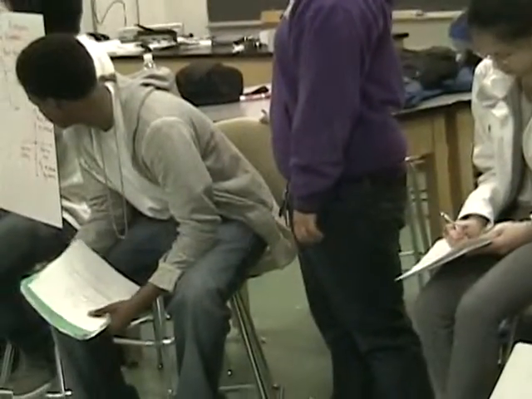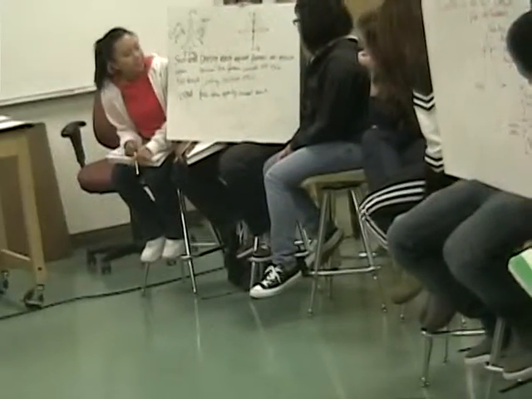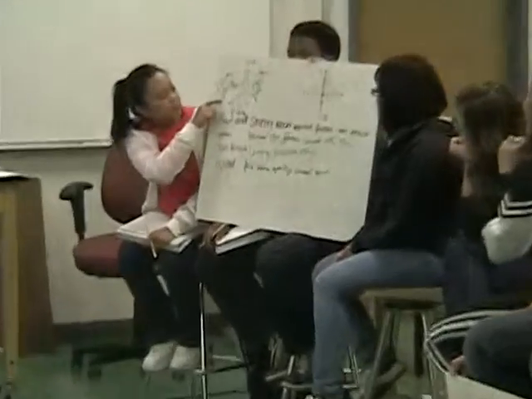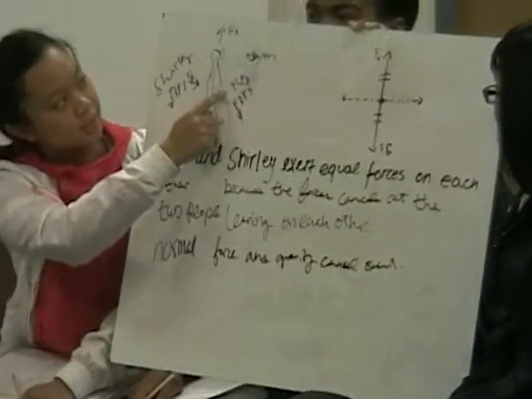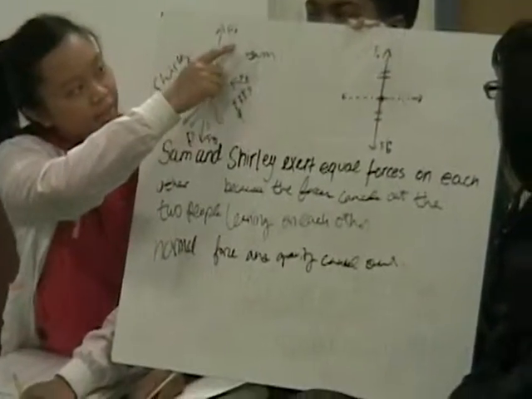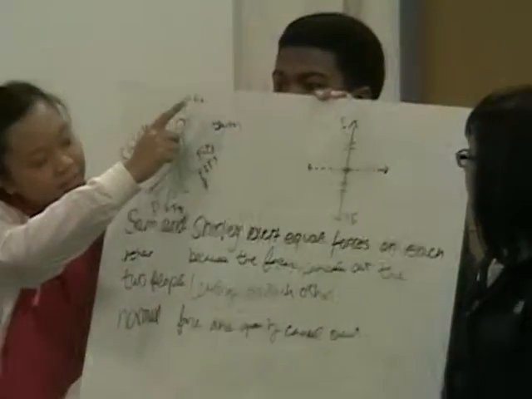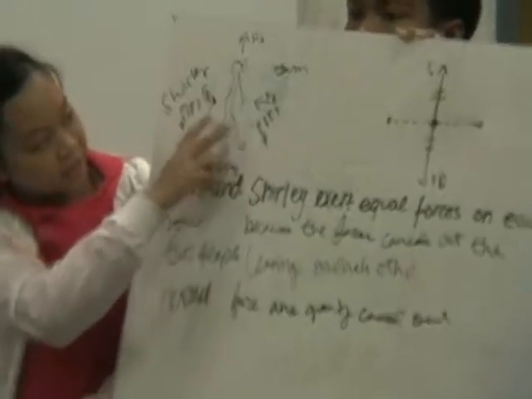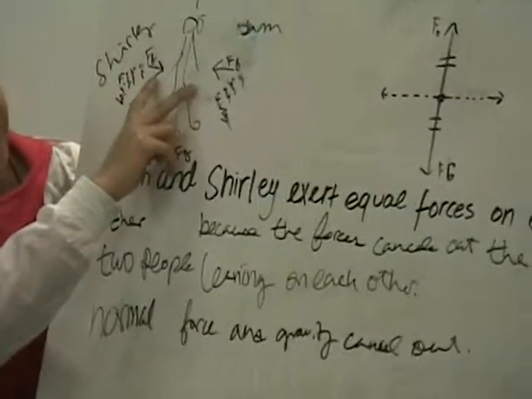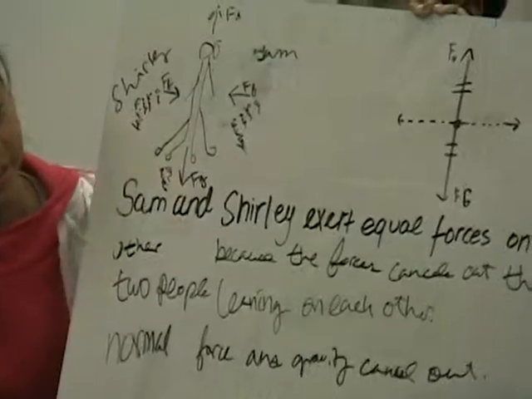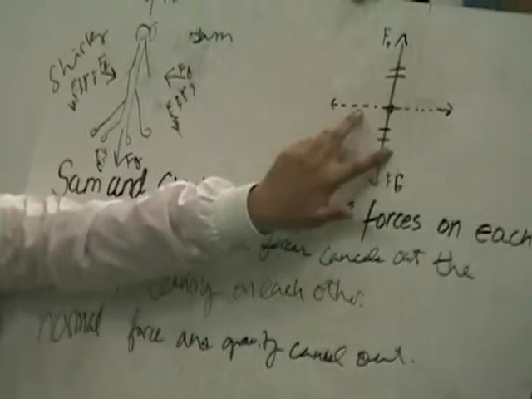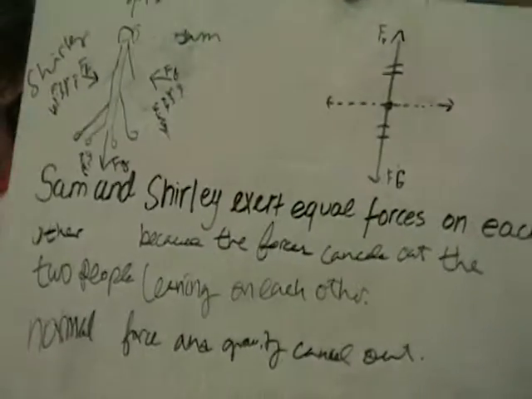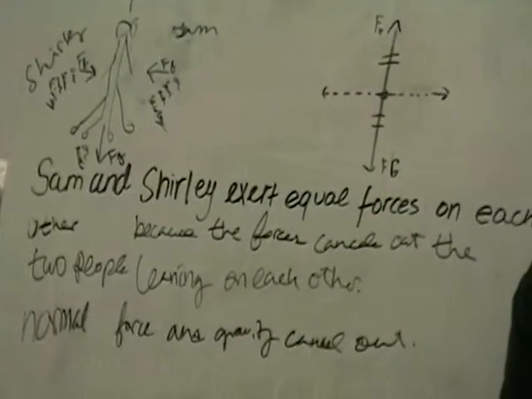Nice job. So, Sam and Shirley exert equal force, and so Shirley's force goes this way, and Sam's goes this way, and then the natural force there is gravity. And so we have these two forces that are pushing on each other the same. That's why these two over here cancel out, so that they're equal. Okay, all right, thanks.